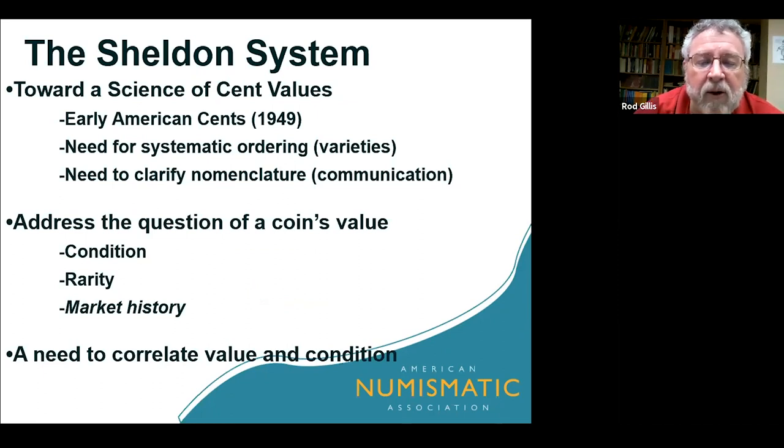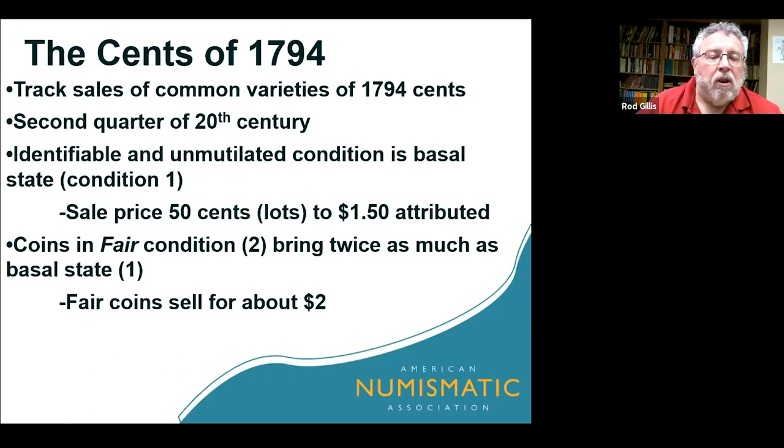And then we came out with the Sheldon system. And the Sheldon system started out with large cents in 1949. And Mr. Sheldon decided that he was going to link the coin's value to its condition, which was the very first attempt at doing that. And he decided that he was going to do that by using numbers. So what he did is he tracked the sales of common varieties of 1794 cents. And then he came up with a mathematical equation.